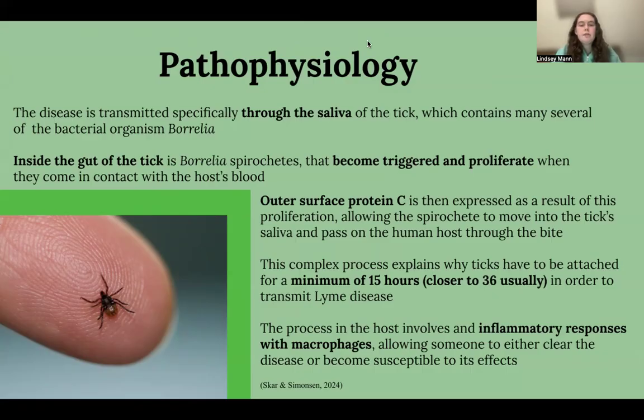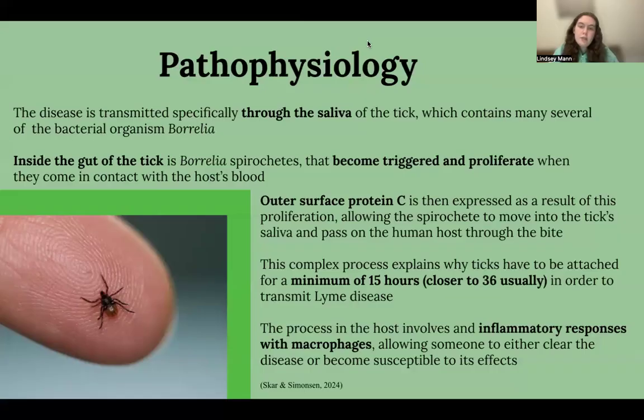And when they start to proliferate, it releases a protein called outer surface protein C. Once that protein is expressed, it allows the spirochetes to move from the tick's gut up into its saliva and then get released through the bite when it's attached to the host. Because this process is so complicated, people can't get Lyme unless the tick has been on them for a minimum of 15 hours. But usually they say closer to 36 hours or more is when it transmits Lyme disease.